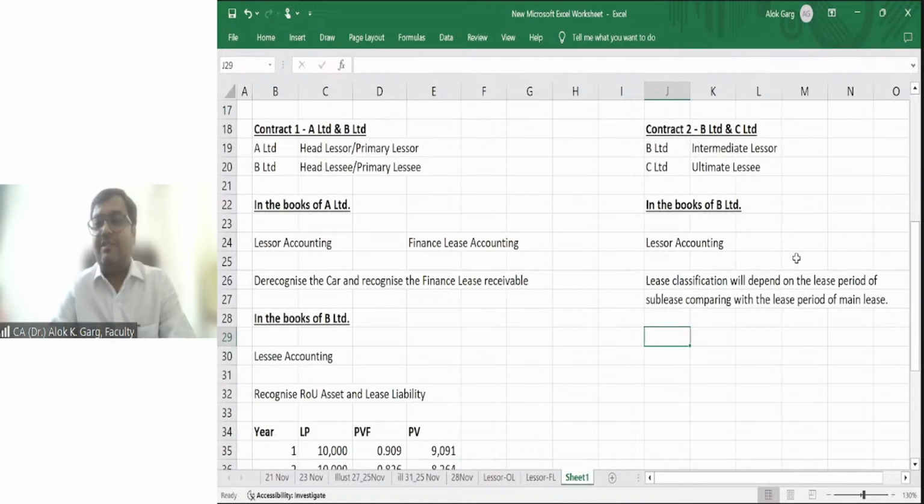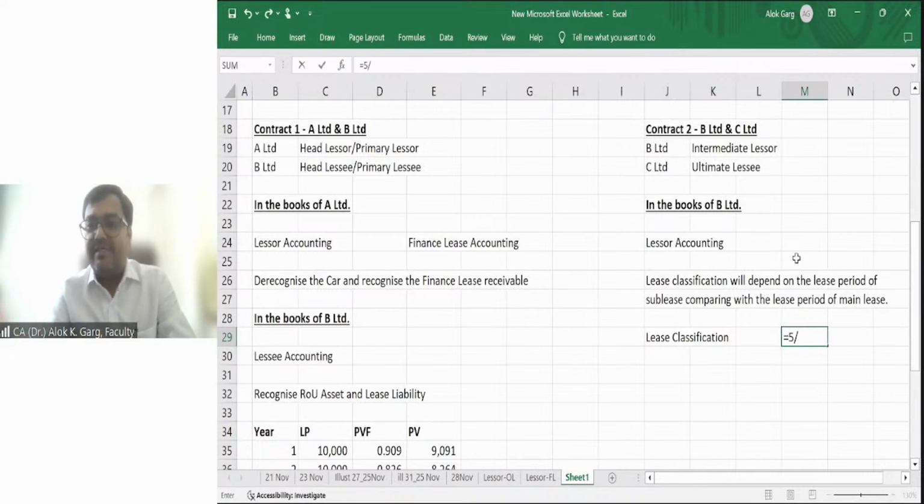In this case, what is the lease classification? So the lease period at which B is giving to C is 5 years out of 7 years, which is close to 72%, right? So roughly, it will be considered as a finance lease, right? It means more than 70%. It will be considered as a finance lease.